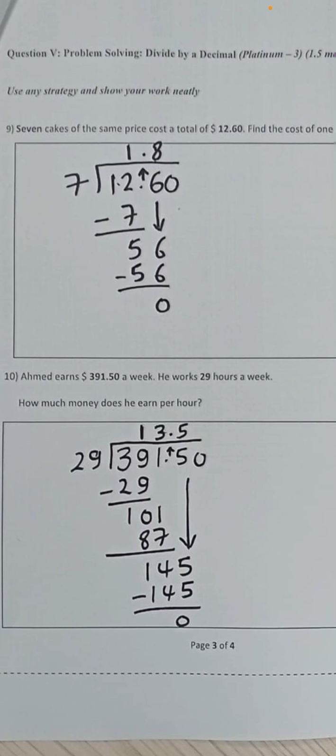12 divide by 7 equals 1. We put 1 above 2. 1 multiply 7 equals 7. 12 minus 7 equals 5. Now we bring down 6. 56 divide 7 equals 8. 8 multiply 7 equals 56. So the answer is $1.80.